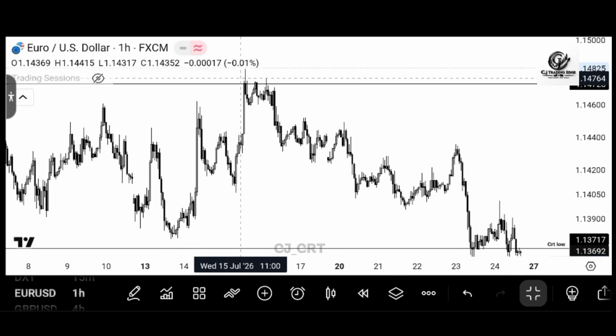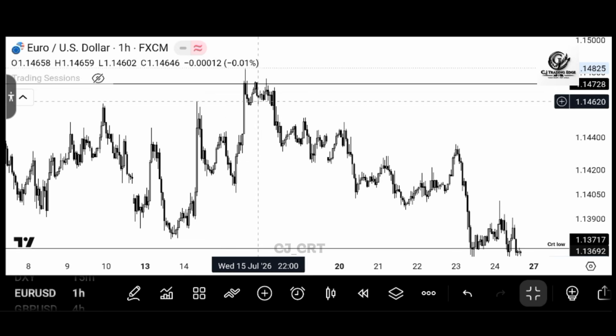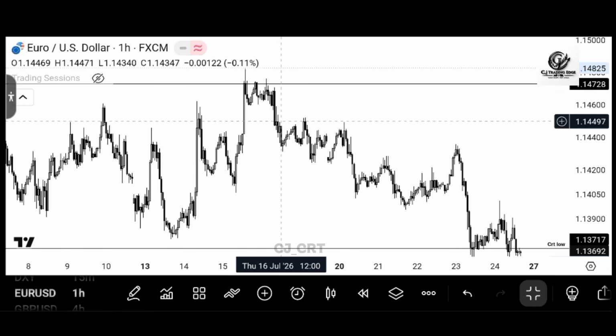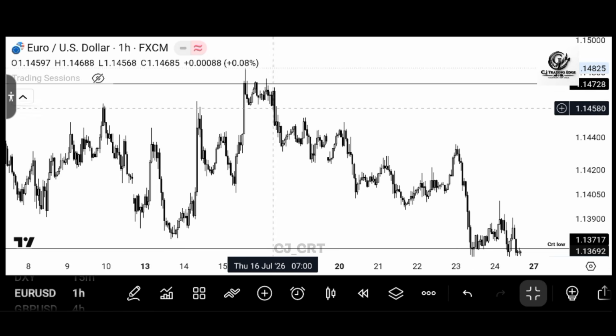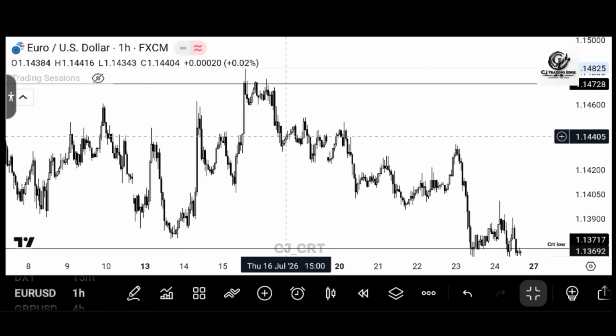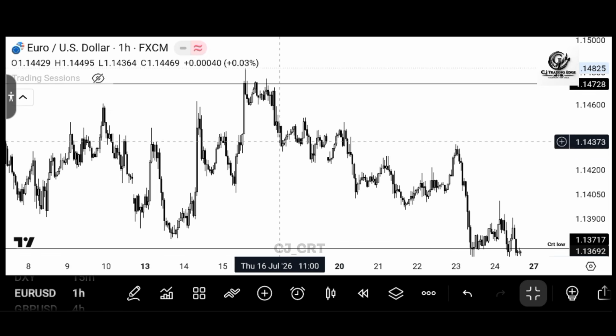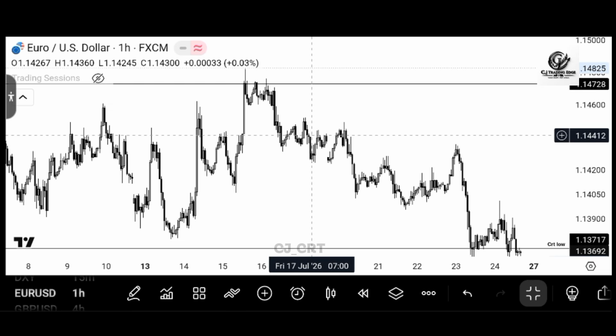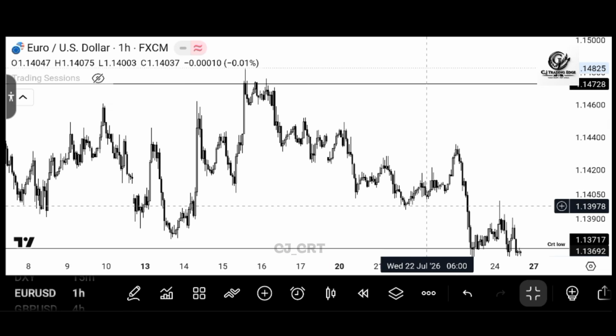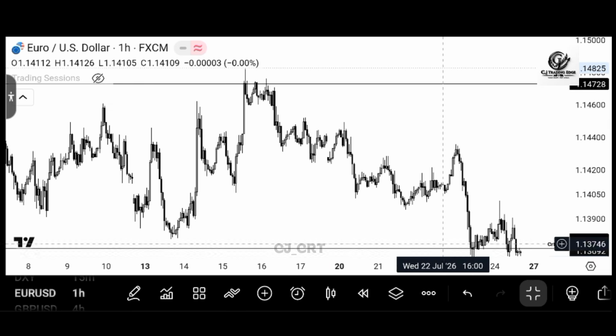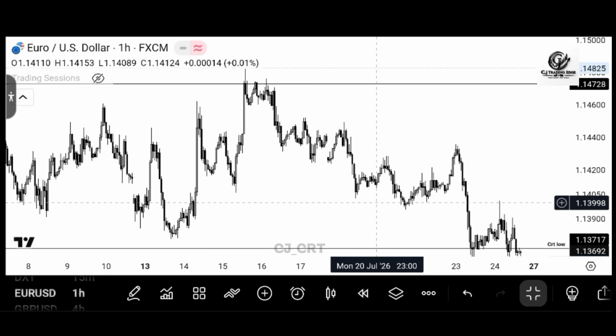patient. You have to be very, very patient. I caught this trade, but I think I closed around here. Or I caught this particular one and closed somewhere here. I can't really remember, but I did not trade this whole thing down to this level because I was busy.